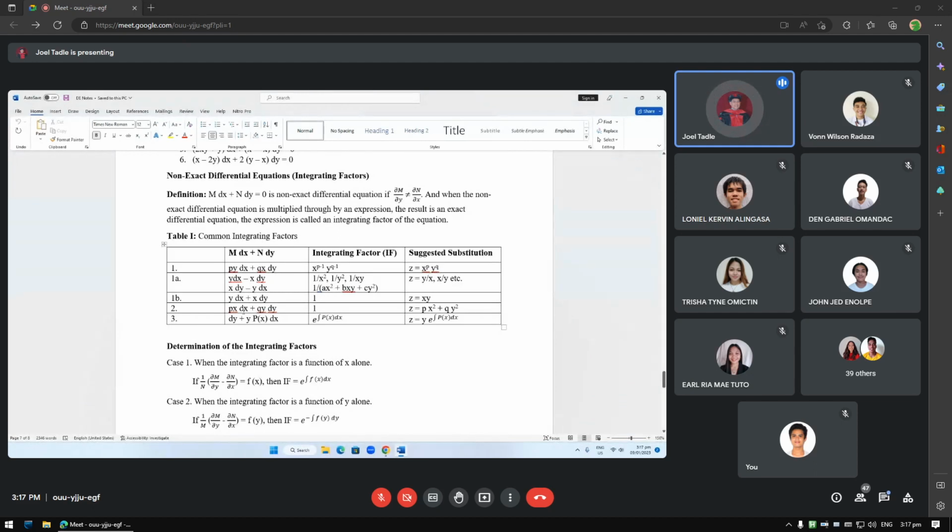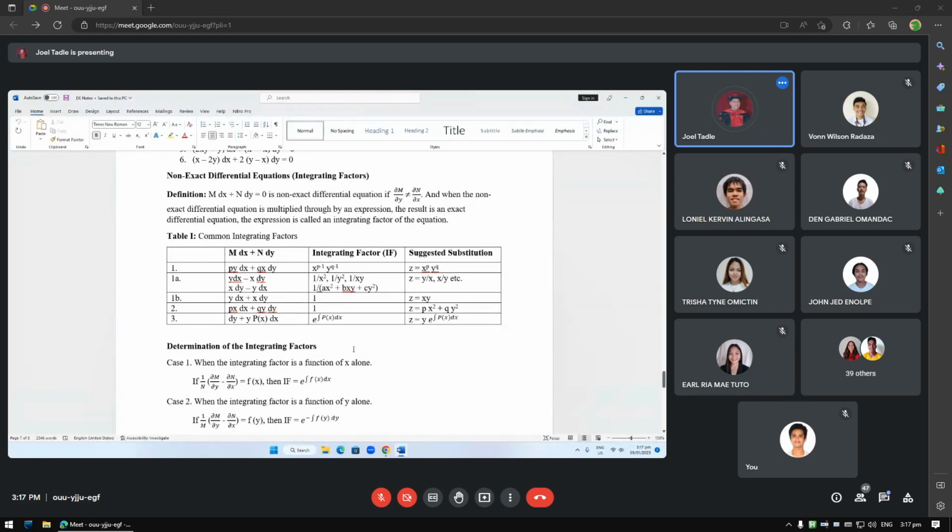Here p and q, guys, are constants. So this form is integrable. We can integrate it directly, so our IF is 1. But if the form is dy plus y p of x dx, our integrating factor is e to the integral of p of x dx. So I want you to familiarize yourself with and master this table, no?